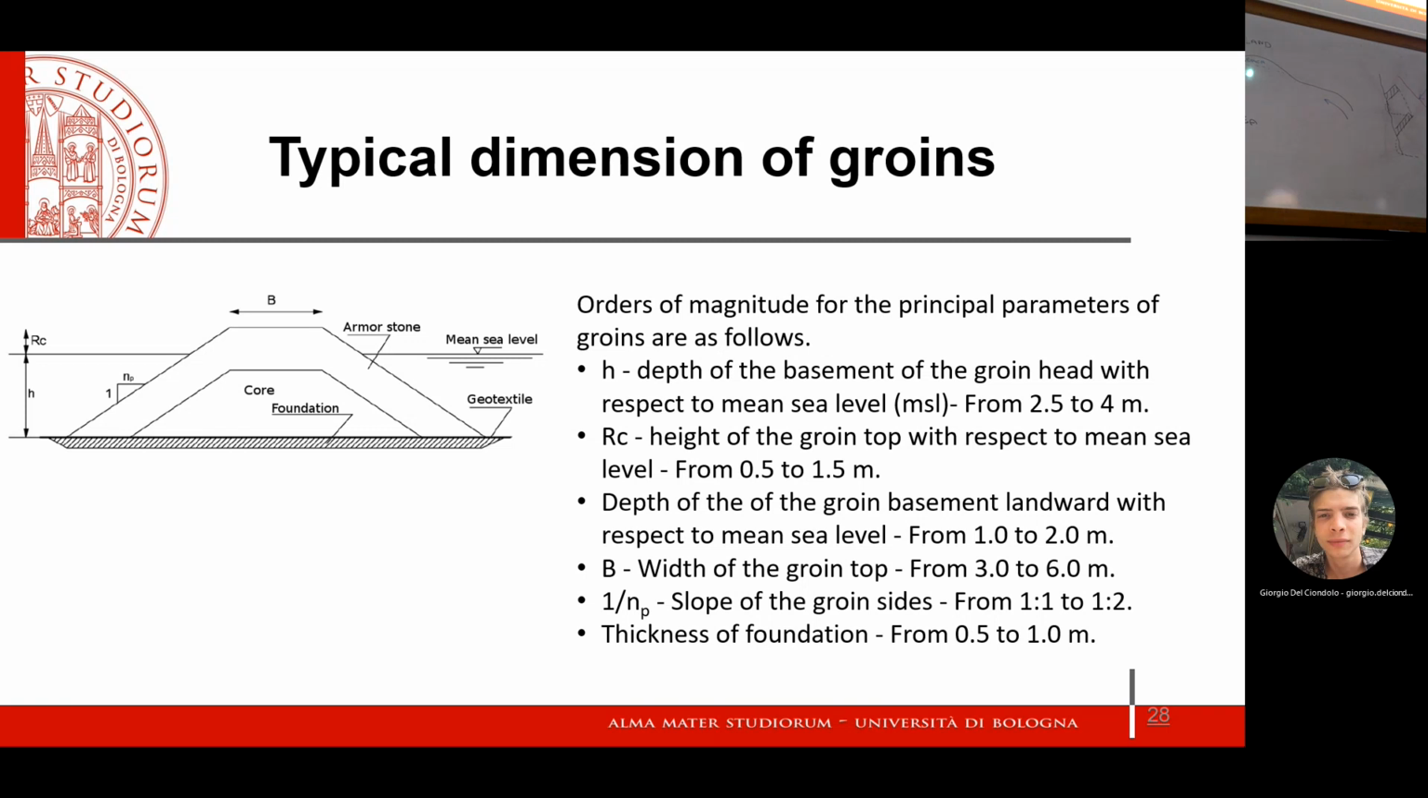In the foundation, usually we put some material to strengthen the foundation of the groin. It may be a geotextile. Concrete may also be used, but the geotextile is preferred because it's a flexible layer. While if we use concrete in this environment, which is rapidly subjected to erosion, it may not be a good idea, but in some cases it can be used, it has been used.